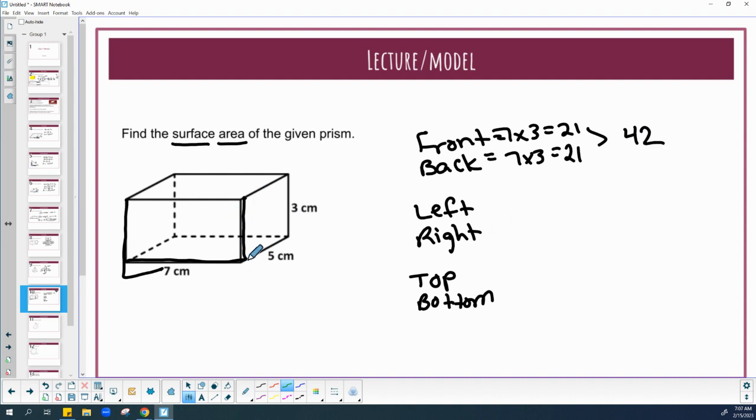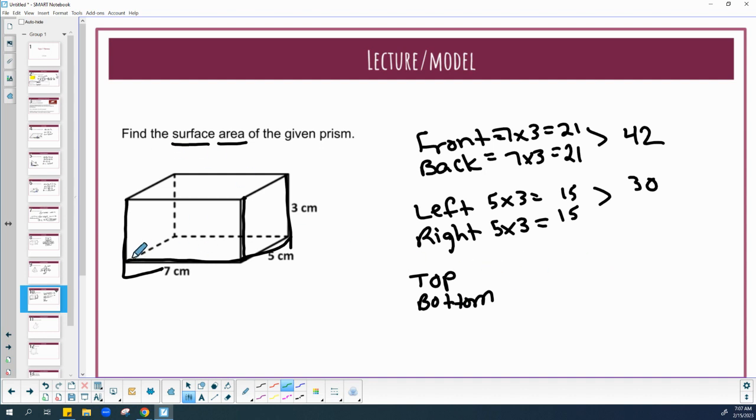Now let's look at the left and the right. The base of the left or the right is 5 and the height is 3. So the left and the right would each be 5 times 3, which is 15. Together, those make 30.